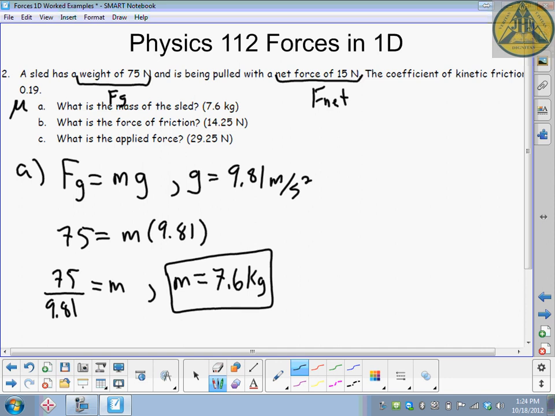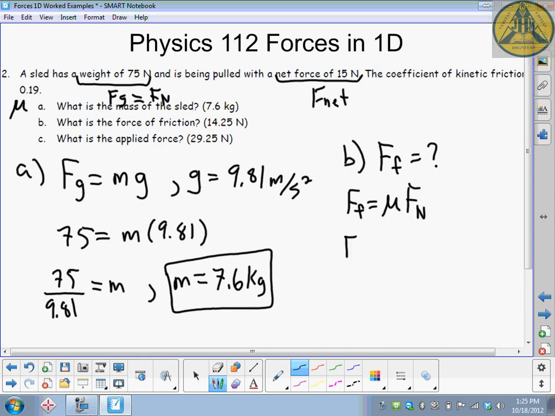B, what is the force of friction? Okay. So there's 2 places to look for force of friction. You can look in the net force relationship, or you can look into the force of friction and how it's related to normal force. I think that's the way to go for this one, because we're given the coefficient, we're given the normal force. Remember, normal force is our force of gravity. Okay, so force of gravity and our normal force are going to be the same thing for the purpose of this course. So force of friction equals mu times the normal force.